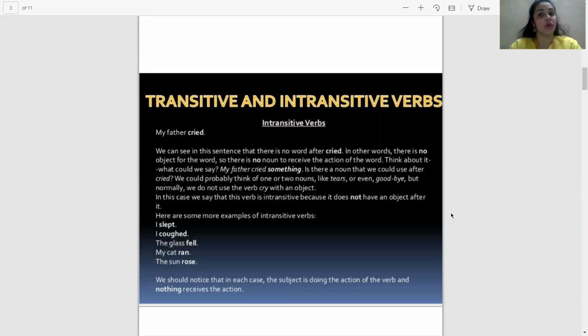Okay, so there are a few verbs which are not used with an object. In this case, we say that the verb is intransitive. Why intransitive? Because the action is not being transferred. The action is not received by any noun or any object. Clear? So in this case, we can say that the verb is intransitive because it does not have an object after it. Let's see some more examples.